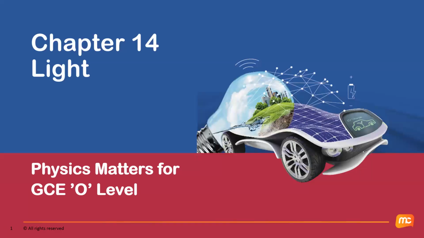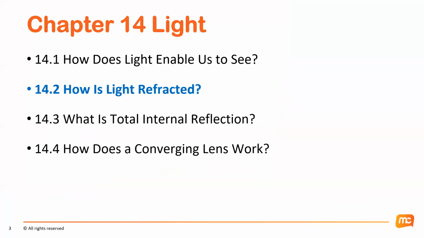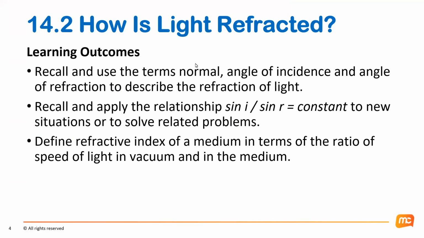We'll cover the next part of light, which is about refraction of light. We will study about the bending of light. We will also study about the refractive index of light. Okay, so we can see these are the things that we will cover. We will know about the terms used in refraction, which are normal, angle of incidence, and angle of refraction.